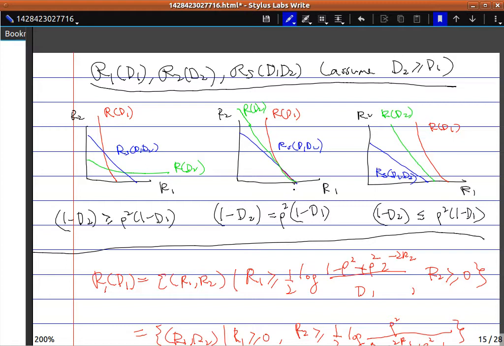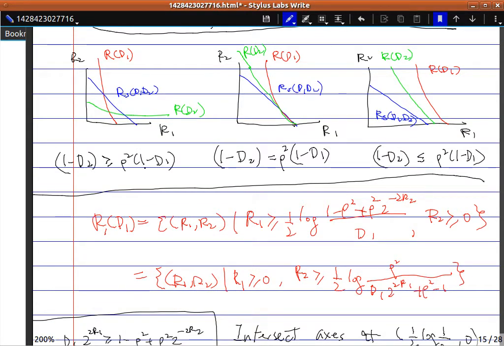This point here, I think, is 1/2 log 1 over D1, something like that. So okay, actually, this line here I want to say is the boundary of RD1, and this is the boundary of RS D1 D2, and this boundary RD2. So okay, we will show that this is indeed the case.